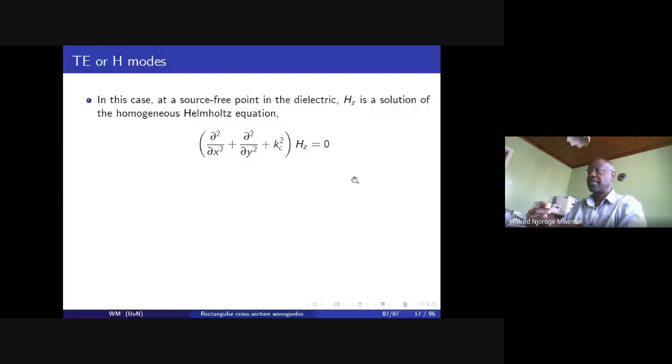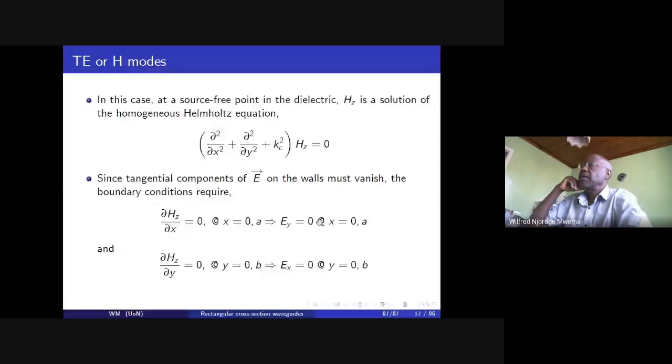Good morning. So we finished the TM or E modes in rectangular waveguides, and we were to continue with the TE or H modes. And in this case, what we said is that the H modes have Hz being a solution of the Helmholtz equation, that is in a source-free point in the dielectric inside the waveguide. And the E field will be everywhere transverse to the direction of propagation, the propagation axis.